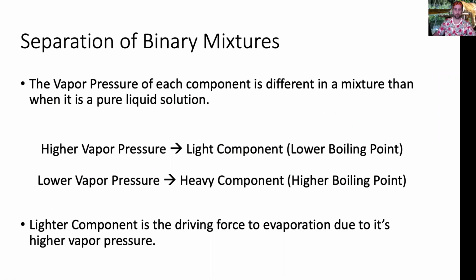So now we need to explore the equilibrium of vapor pressure for a mixture. When dealing with mixtures, the vapor pressures of the components are no longer the same as when they're in their pure component form. This is due to the various intermolecular forces or interactions that occur between different components. When dealing with distillation, the component with the higher vapor pressure is called the lighter component and has the lowest boiling point. The component with the lower vapor pressure is called the heavy component and has a higher boiling point. In a binary mixture, the lighter component becomes the driving force for the vapor-liquid separation, since it's more likely to evaporate due to its higher vapor pressure.